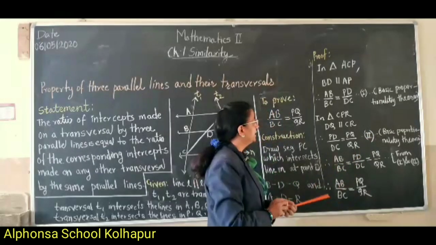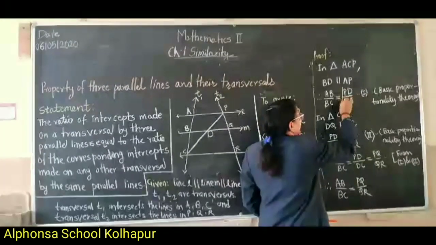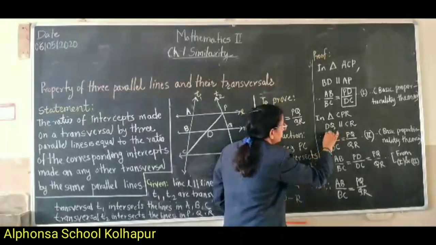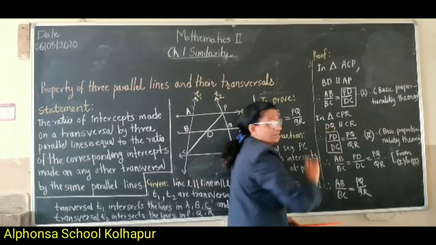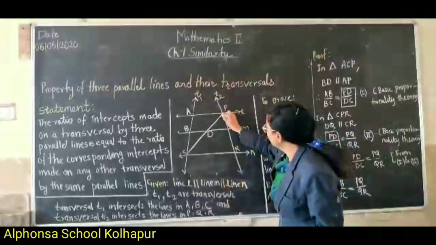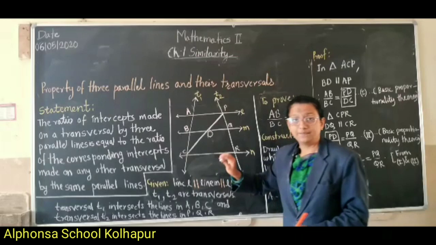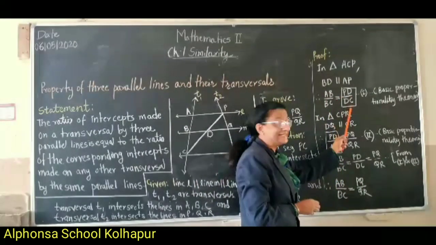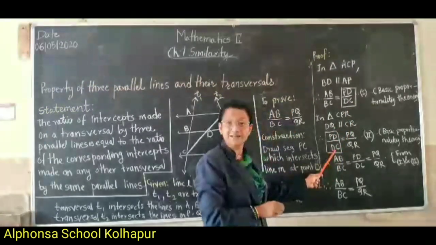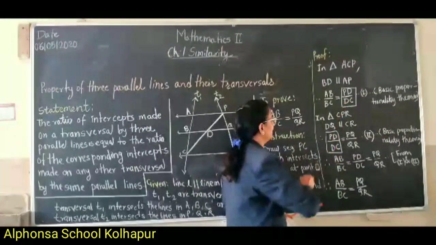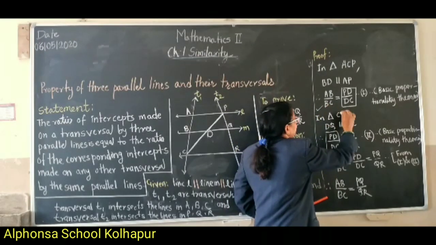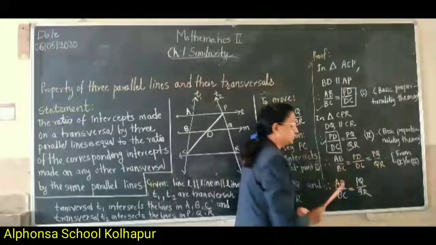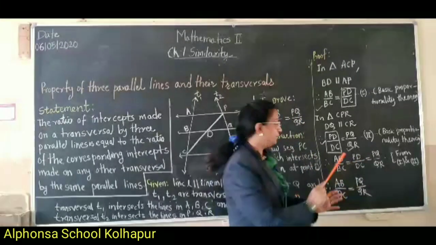Now just see, here we have written PD upon DC and here also we have written PD upon DC. From the diagram you will understand this is PD upon DC. This particular ratio is the same in both statements. This is its right hand side and this is its left hand side. As both are equal, what can you say? All three ratios are equal. So those all three ratios we have written, which are equal.